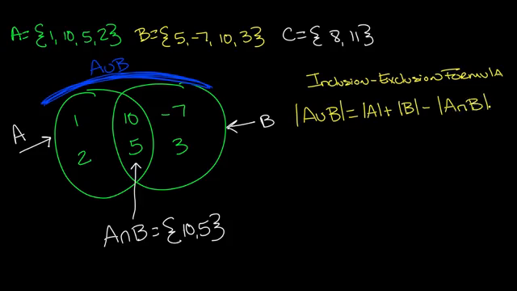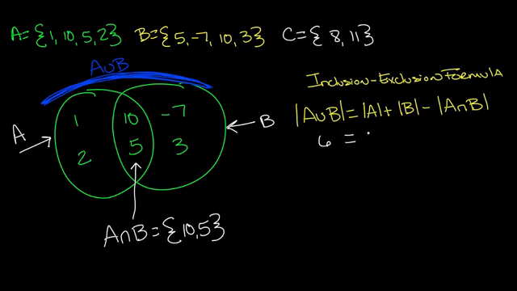Okay, so first let's just check that that's true in this case. Working over here, we know that the cardinality of A union B, first we can just count that. What's in A union B? 1 and 2 and 10 and 5 and minus 7 and 3. Therefore, this is equal to 6.